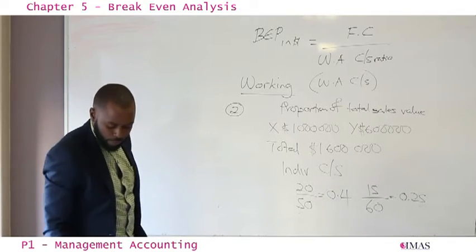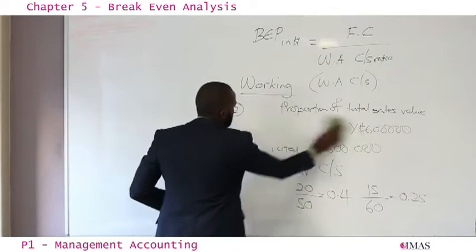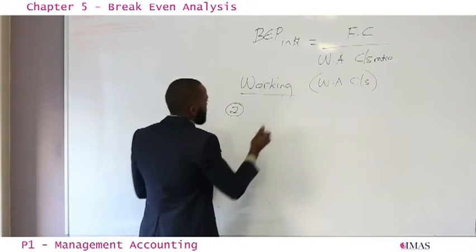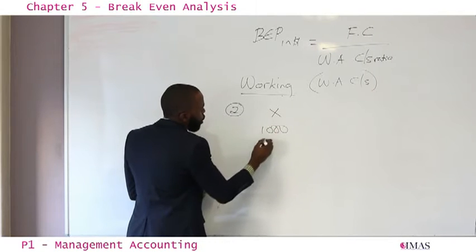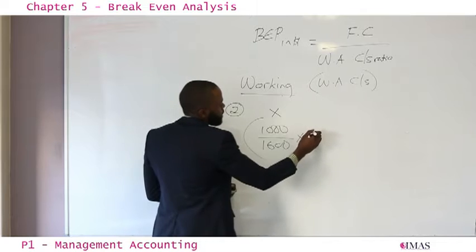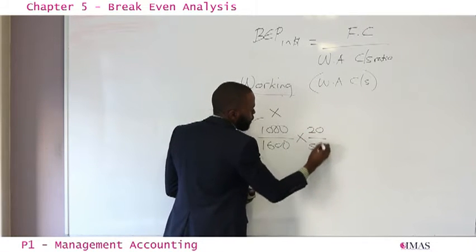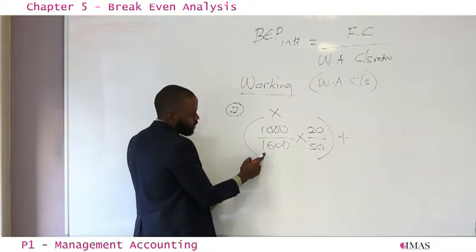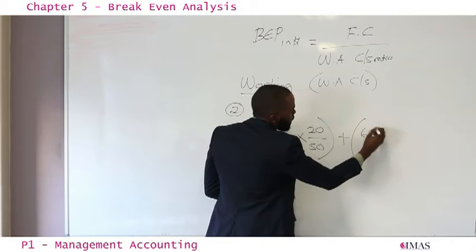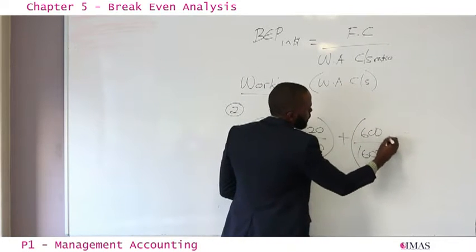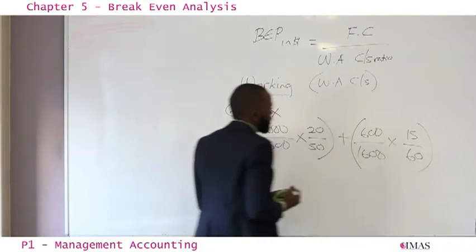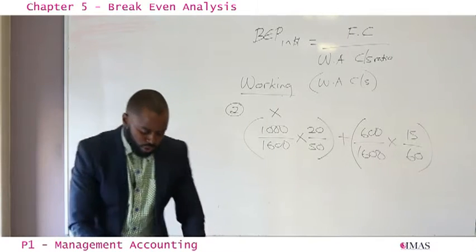Now once we have all the information, we're going to take our proportion. So we start with X. We take 1 million over 1.6, so just remove the zeros, times 0.4, or times 20 over 50. So this is the proportion of total sales times the individual contribution to sales ratio. Then 600,000 divided by 1.6 multiplied by 15 over 60. So in the exam, it's just much easier to use brackets.